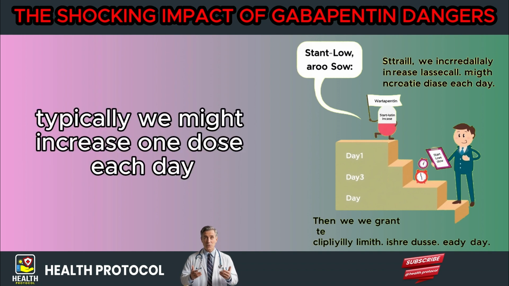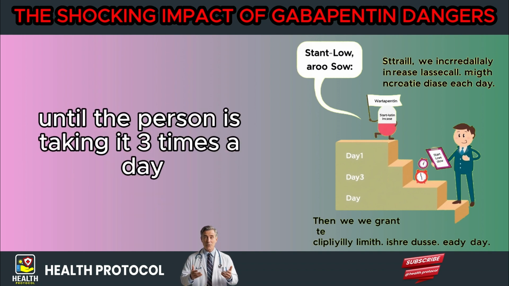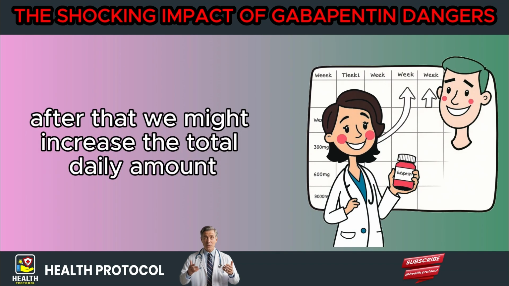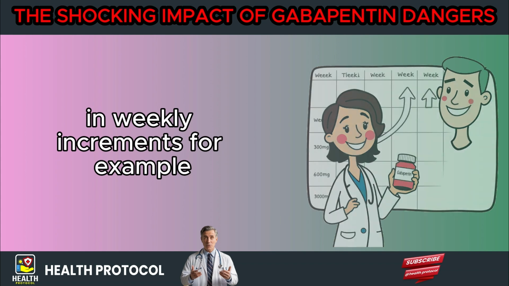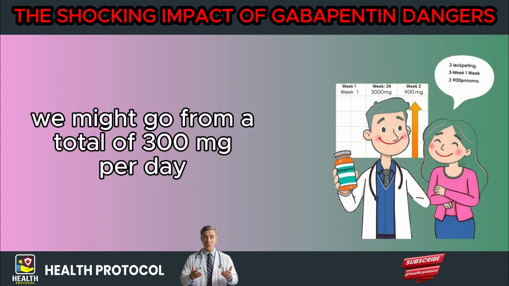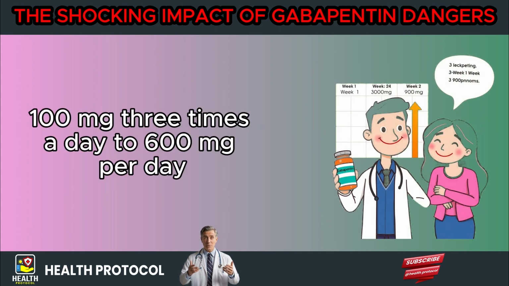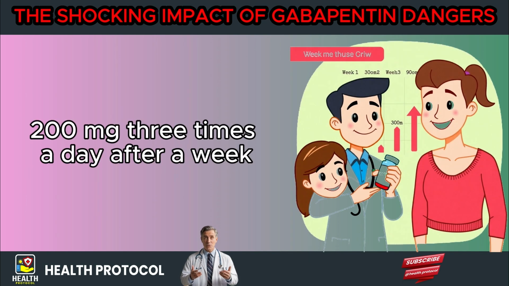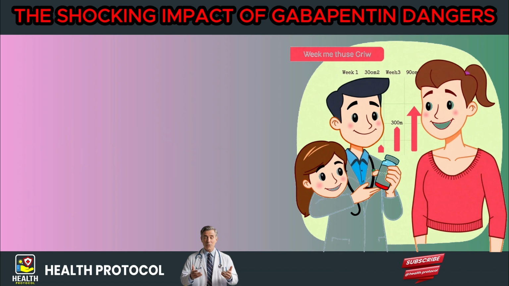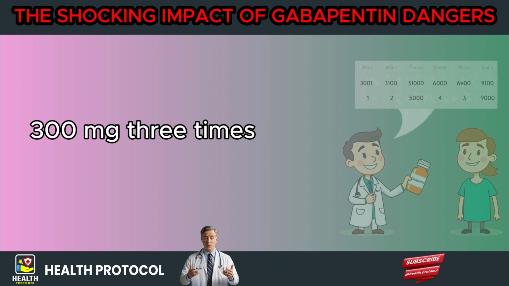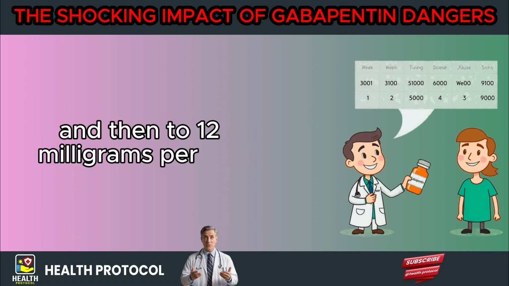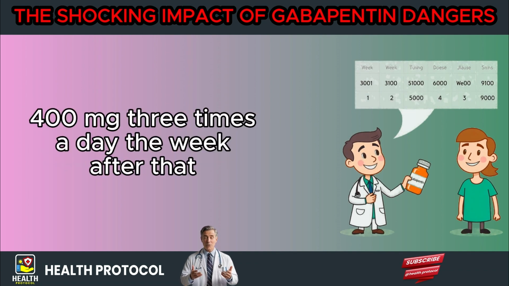Typically, we might increase 1 dose each day until the person is taking it 3 times a day. After that, we might increase the total daily amount in weekly increments. For example, we might go from a total of 300 milligrams per day, 100 milligrams 3 times a day, to 600 milligrams per day, 200 milligrams 3 times a day after a week. The following week, we might increase to 900 milligrams per day, 300 milligrams 3 times a day, and then to 1,200 milligrams per day, 400 milligrams 3 times a day, the week after that.